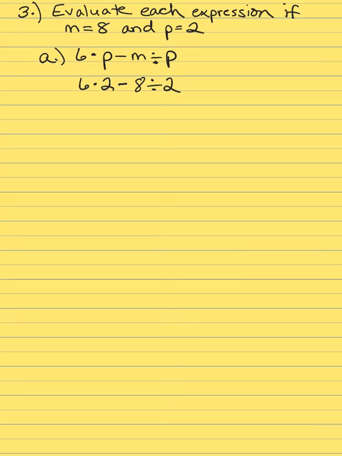First step would be grouping symbols. Well, we do not have any grouping symbols. So now we go to the second, which is where you multiply or divide, whichever comes first, from left to right. Well, in this case, it's multiplication. So you're going to do 6 times 2, and you're going to get 12. We can't subtract yet because we still have division, so just bring that down. And then 8 divided by 2 is 4.